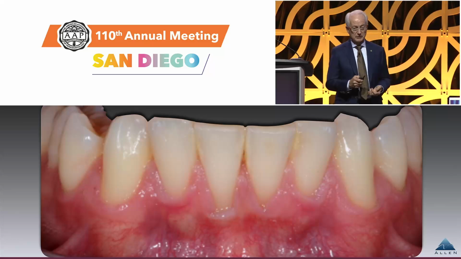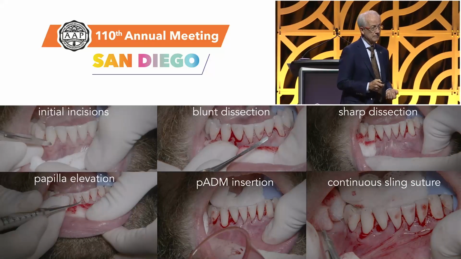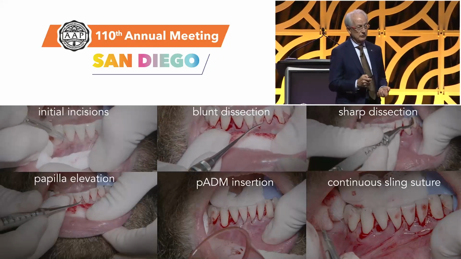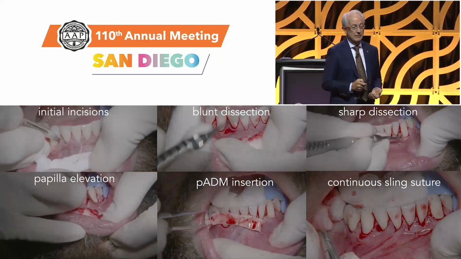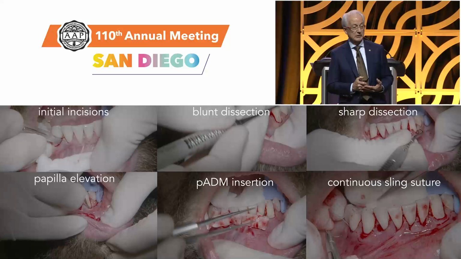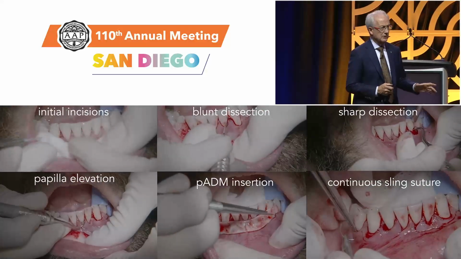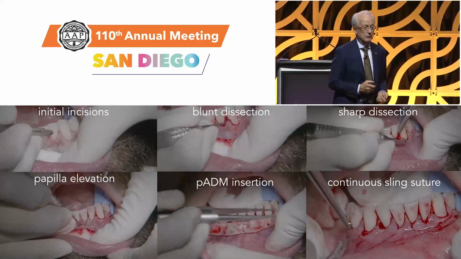I'll show you this patient, and I'm going to show you them all at once: the initial incisions, and that's the papillary incision to start, blunt reflection, sharp dissection, papilla elevation, insertion of the graft, and a continuous sling suture. Due to time constraints, I'm not going to be able to show you all of these individually or all of them to completion, but just to give you an idea of the process.